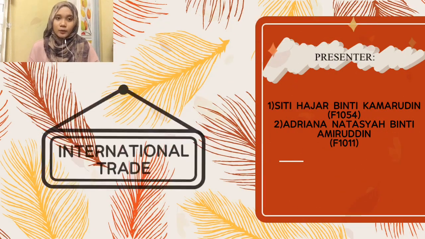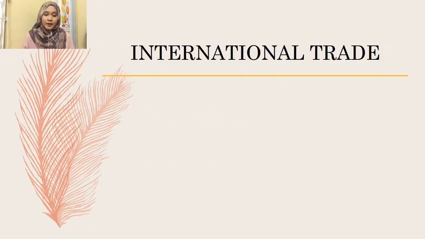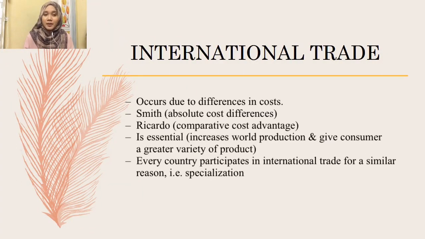So today we will be presenting about international trade. What is international trade? Classical economists Adam Smith and David Ricardo held that international trade occurs due to differences in cost. Smith emphasized absolute cost differences, while Ricardo showed that a comparative cost advantage would lead to an exchange of goods between two countries. International trade is essential because it increases world production and gives consumers a greater variety of products.